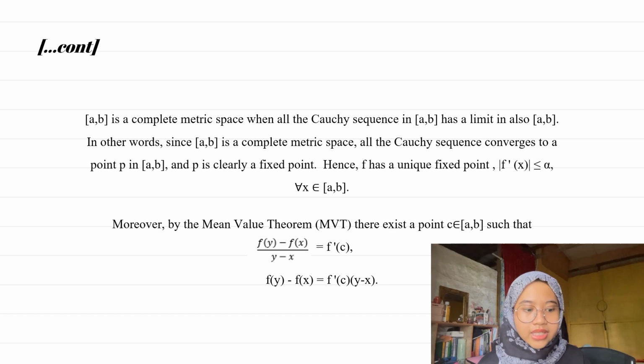Hence, f has a unique fixed point, where |f'(x)| is less than alpha for all x in [a, b]. Moreover, by the mean value theorem, there exists a point c in (a, b) such that (f(y) - f(x)) / (y - x) equals f'(c). Then it implies that f(y) - f(x) equals f'(c) multiplied by (y - x), where c is a point between x and y.